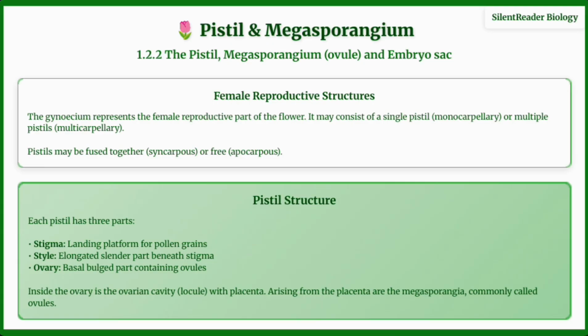A typical angiosperm ovule has several key parts: the funicle stalk attaching it to the placenta, the hilum where the ovule body fuses with the funicle, integuments that are protective envelopes, the micropyle opening, the chalaza at the basal part, the nucellus mass of cells with food reserves, and the embryo sac or female gametophyte. The number of ovules varies greatly among species.